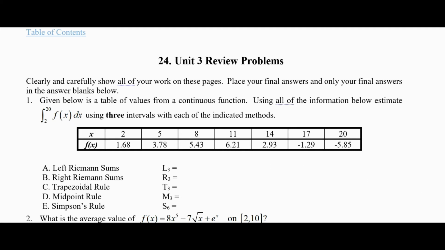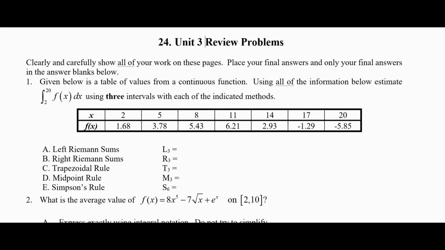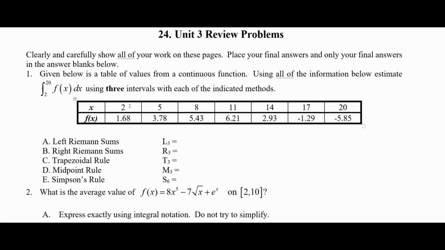So here's the first of these questions. We're given a table of values from an integrable function, and we want to integrate this from 2 to 20 using 3 intervals of the same width and work out what left, right, trapezoid, midpoint, and Simpson's rule estimates would be for that. That's L3, R3, T3, M3, and S6.